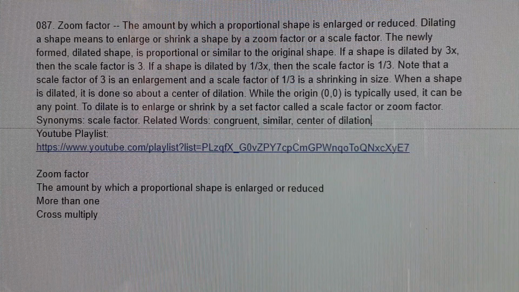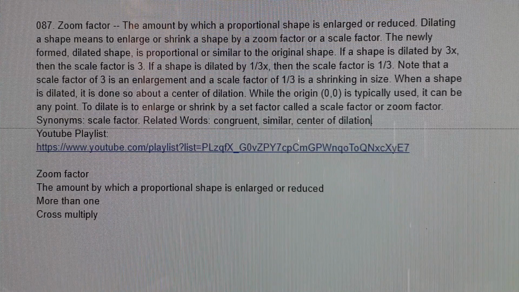shrinking in size. When a shape is dilated, it is done so about a center of dilation. While the origin (0, 0) is typically used, it can be any point.